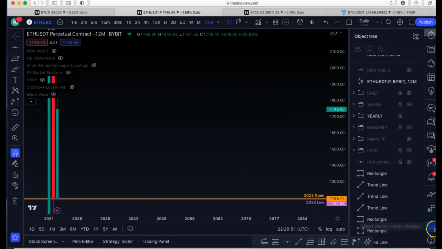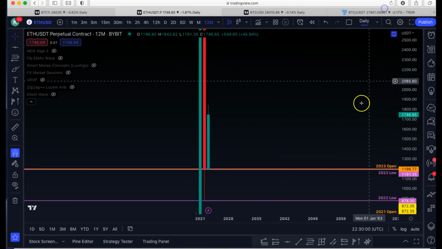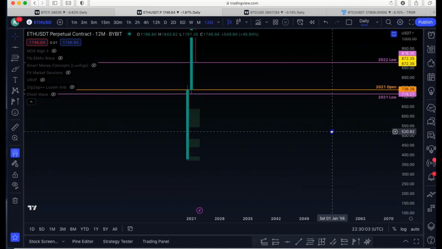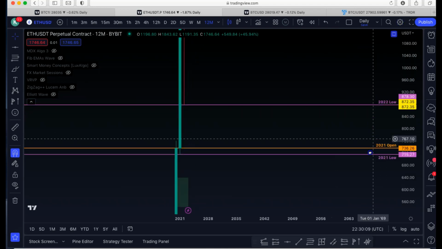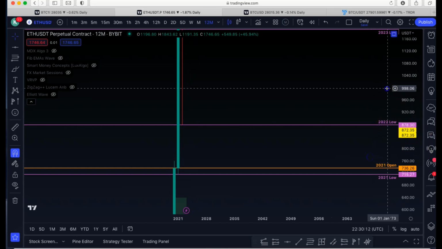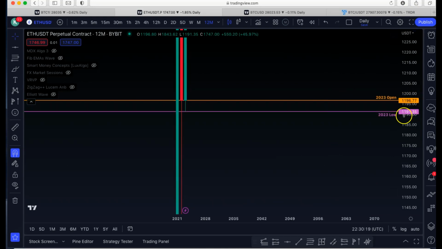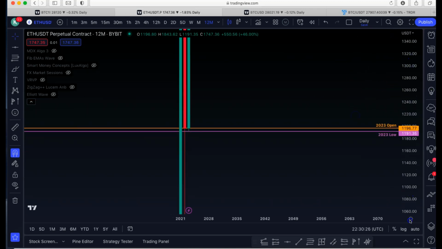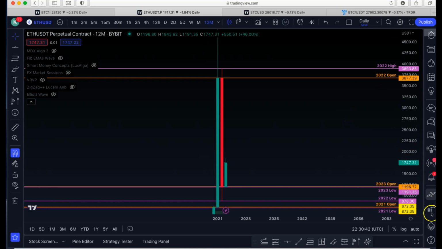Looking at the ETH yearly chart, certain key levels. The 2021 low was $715. The 2021 open was $736. The 2022 low was $878. The 2023 low was roughly 1.2K, and the 2023 open was 1,196. Obviously, higher time frames have more value. What else is there? 3.6K is the 2022 open, and 3.8K is the 2022 high. These are all the yearly levels that I'm looking at.